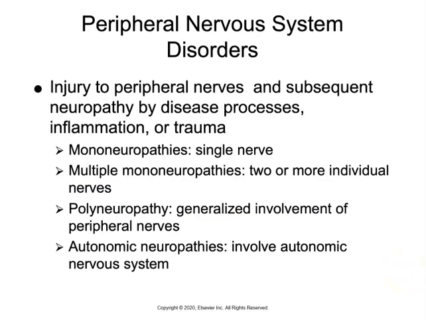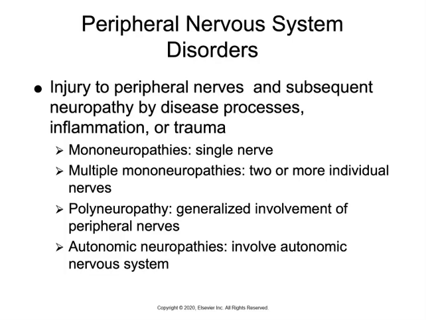Now let's talk about some peripheral nervous system disorders. These are going to result from some type of injury to the peripheral nerves, which can be caused by disease, inflammation, or trauma. This disease can lead to neuropathy that affects nerve functioning and can cause symptoms such as pain, weakness, or loss of sensation.